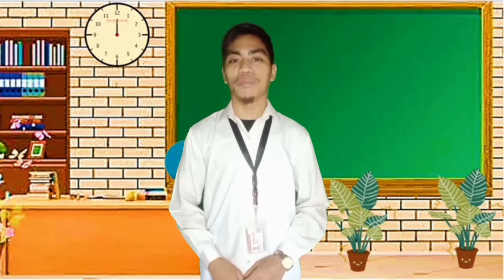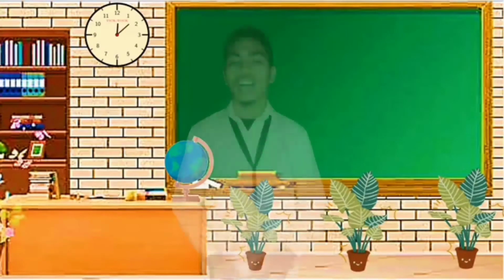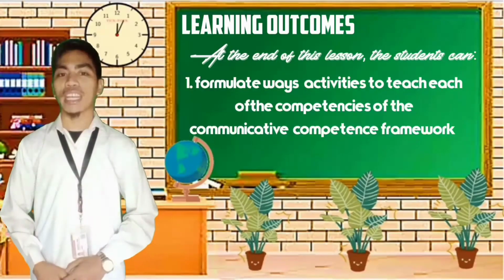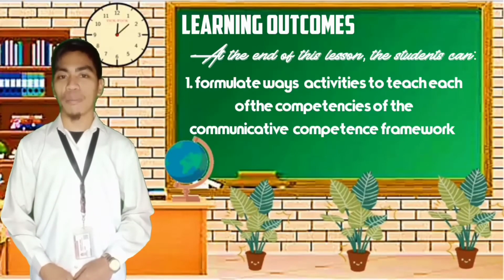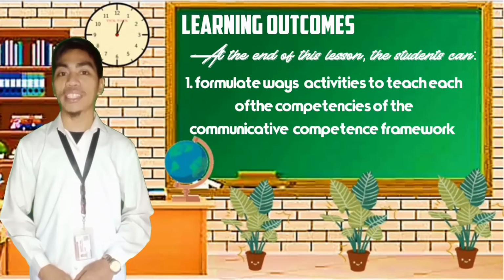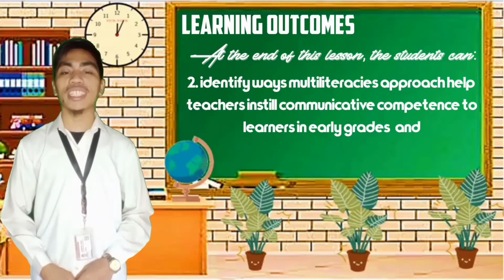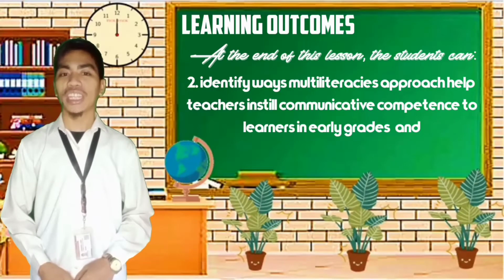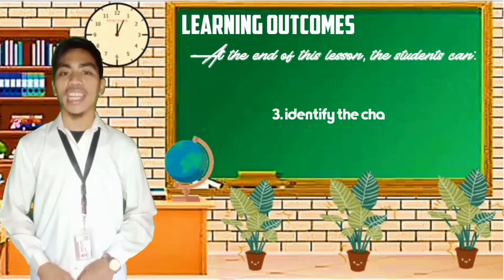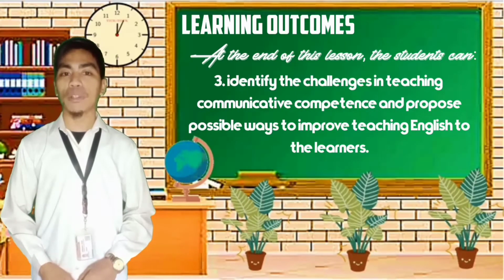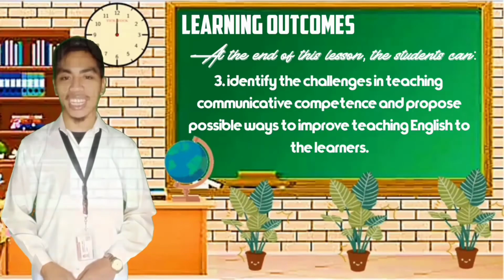Today, I will be discussing the goals of the K-12 curriculum. But before anything else, allow me to introduce our learning outcomes. At the end of this lesson, the students can formulate activities to teach each of the competencies of the communicative competence framework, identify ways the multiliteracy approach helps teachers instill communicative competence in learners in early grades, and identify the challenges in teaching communicative competence and propose possible ways to improve teaching English to the learners.